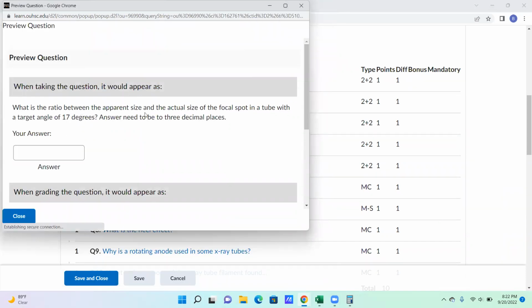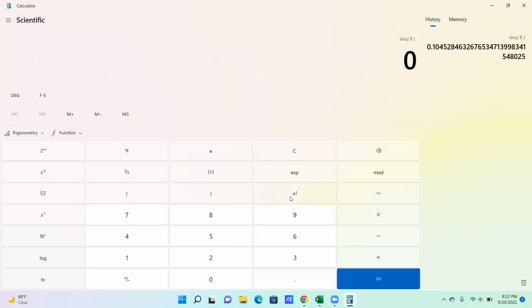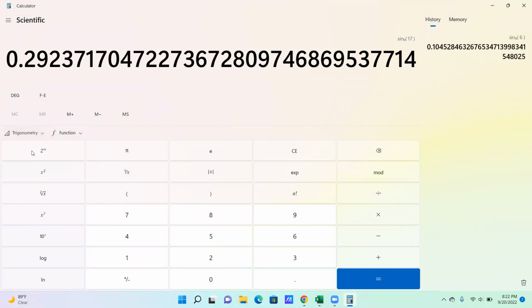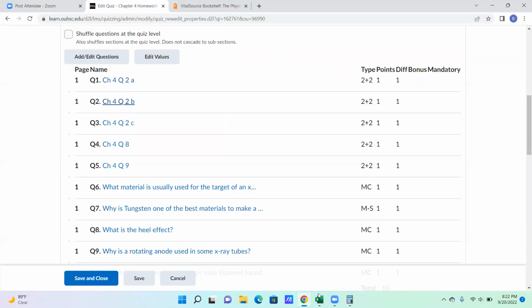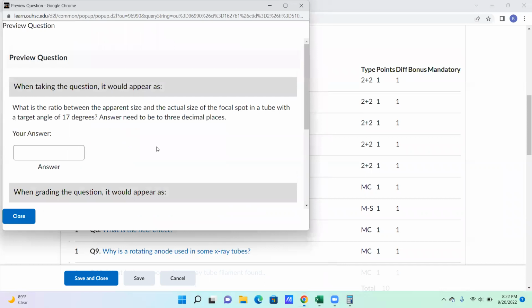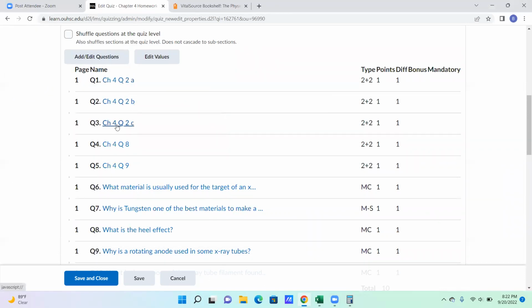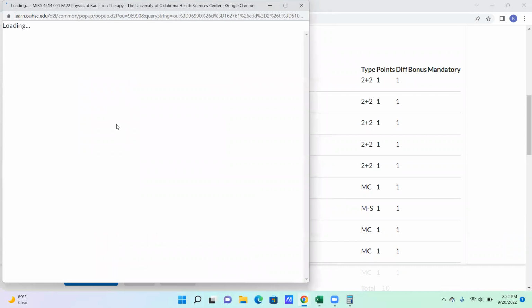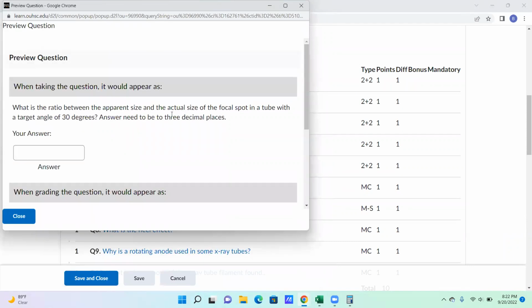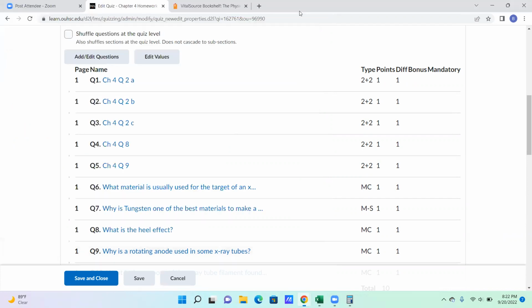What is the ratio between the apparent size and the actual size of the focal spot in the tube with a target angle of 17 degrees? Same process, you just type in a different number. Go up, 0.292. That's where that comes from. For part 3, or question 3, what is the ratio here for the target angle of 30 degrees? Again, same process.